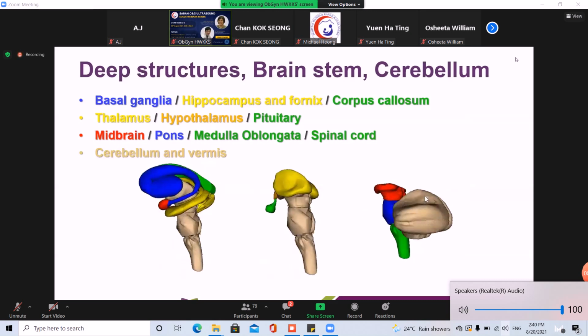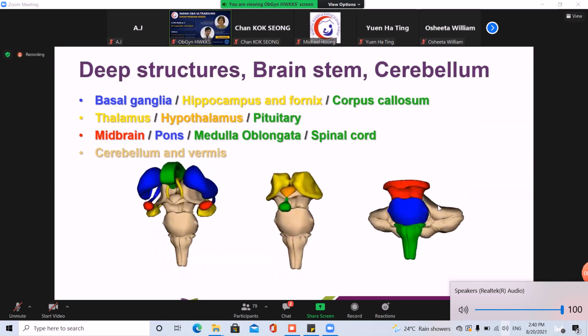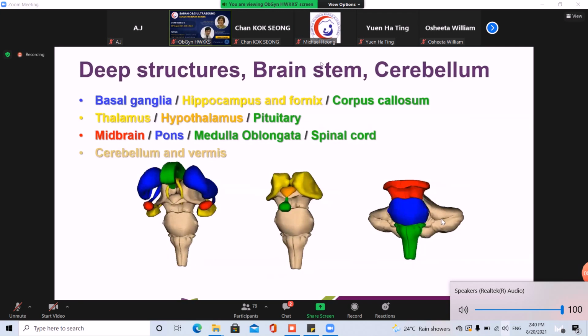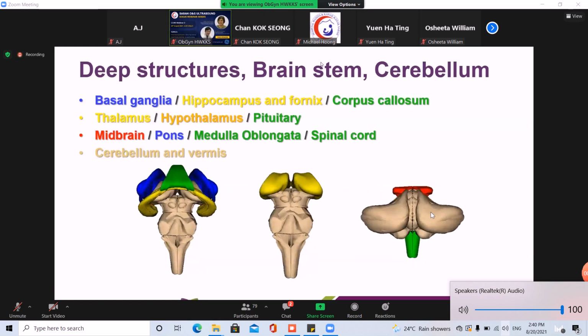And at the back of the pons, you will be able to see the cerebellum, which is composed of two cerebellar hemispheres, with a connecting structure in between.